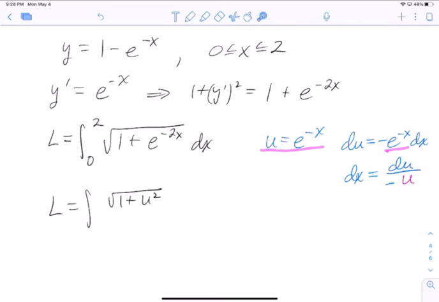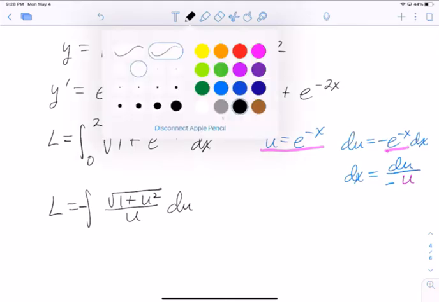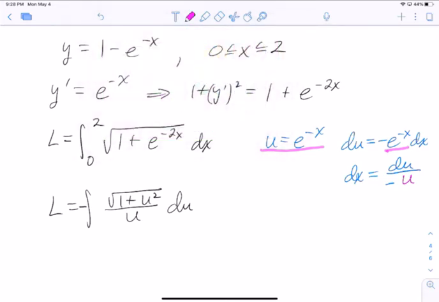And then when I replace dx, I'll replace it with negative du over u. I'm going to write that as u in the denominator, negative out front, du. You may notice I didn't write the limits of integration. For the limits of integration, we need to use the substitution that we've seen.